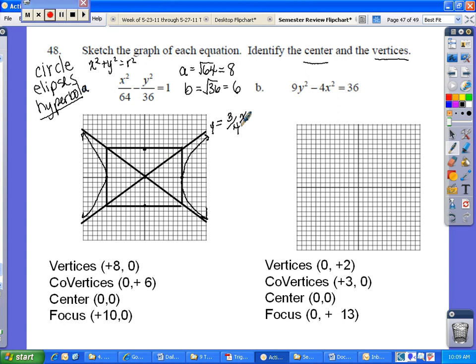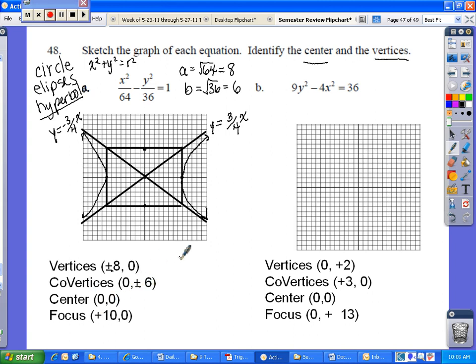X, that would be the equation. And then this is just the negative form: y equals negative 3 over 4 x. Okay? And then, of course, drawing your branches. So my vertices, again, go with the x value, so that's plus or minus 8, 0. My co-vertices are 0, plus or minus 6. And then my center is at 0, 0.